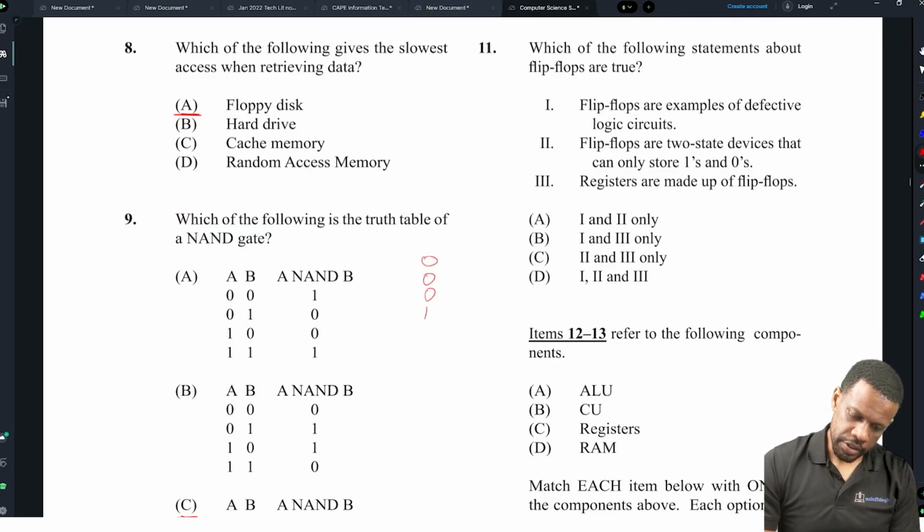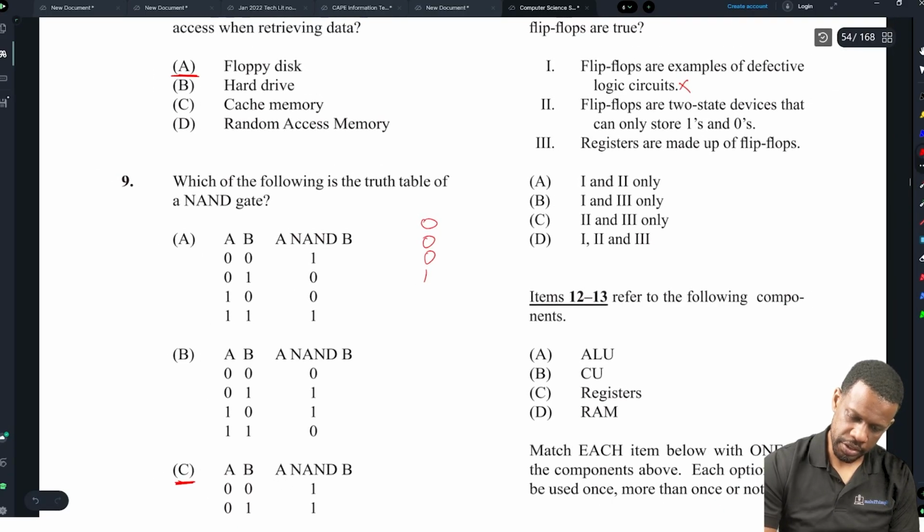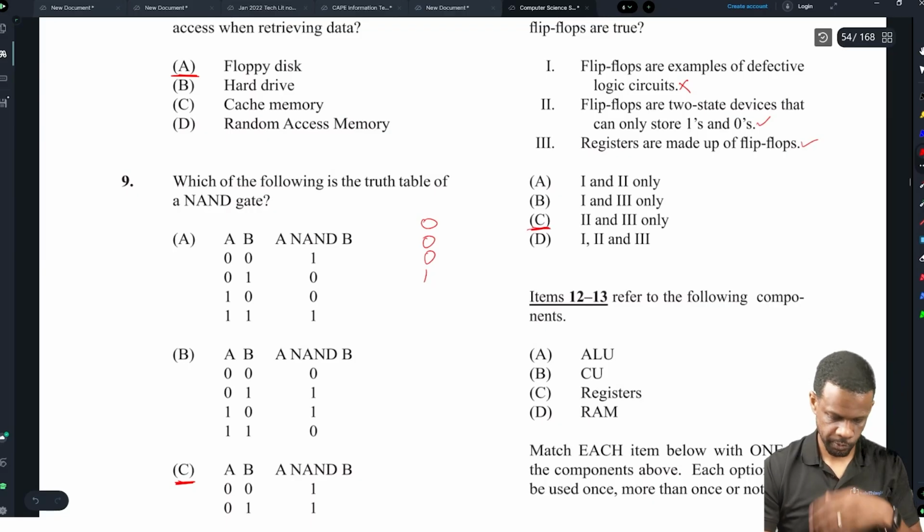Which of the following statements about flip-flops are true? Flip-flops are an example of defective logic circuits. It's kind of weird, that sounds wrong. Flip-flops are two-state devices that can only store ones and zeros. That is correct. Registers are made up of flip-flops. That is correct also. So we're looking for 2 and 3, which is C.